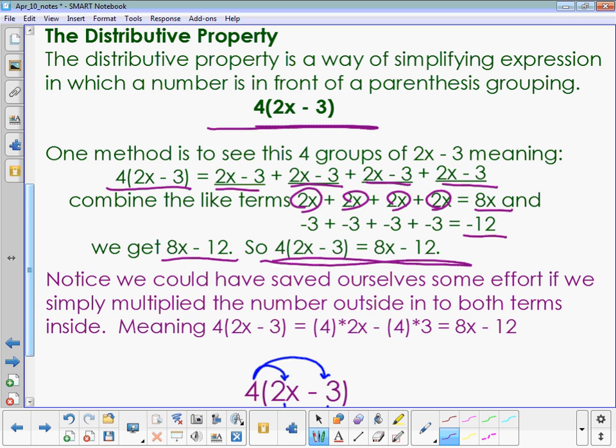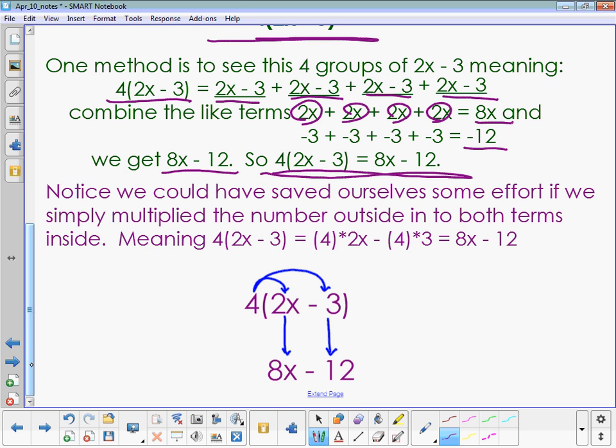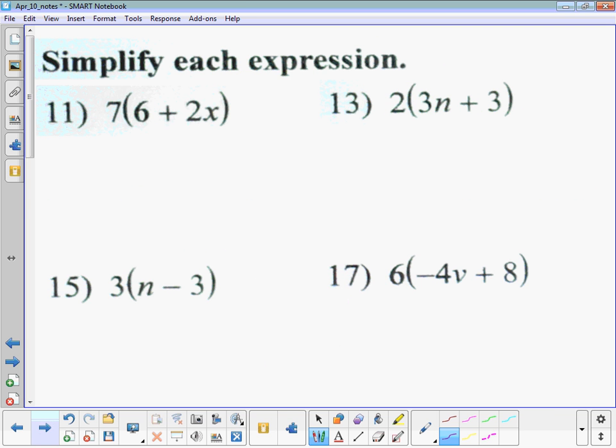Another way to see this is if I draw it like this. That 4 on the outside multiplies the 2x, and it becomes an 8x. That 4 on the outside multiplies that negative 3, and it becomes a negative 12. Okay, so that's the way to look at that as well. So I'm taking that number on the outside and multiplying both things on the inside. So let's try a few problems like this. Notice the directions haven't changed, still simplify.